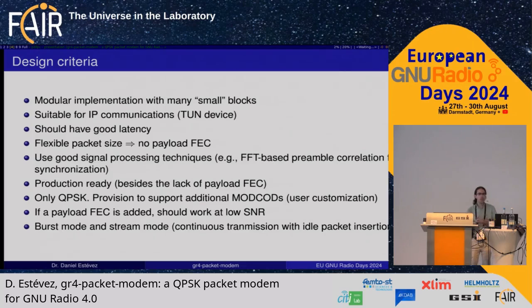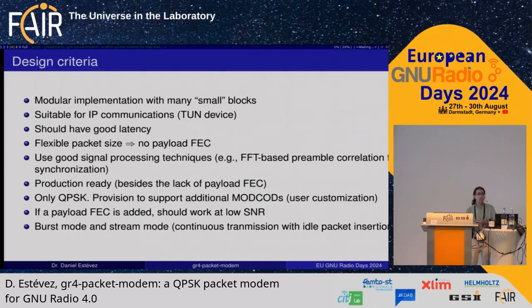It should be production ready, and by that I mean it should run without crashing, and you should be able to go and deploy this in some application, maybe a simple application in industry, where everything is good enough that people will say, yeah, that's good, besides that there is no FEC on the payload. So if you put an FEC there, this should be a modem you can use in production. There is only QPSK for the modem for the moment, mainly for simplicity, but there are also places where you can set your own modulations and codings.